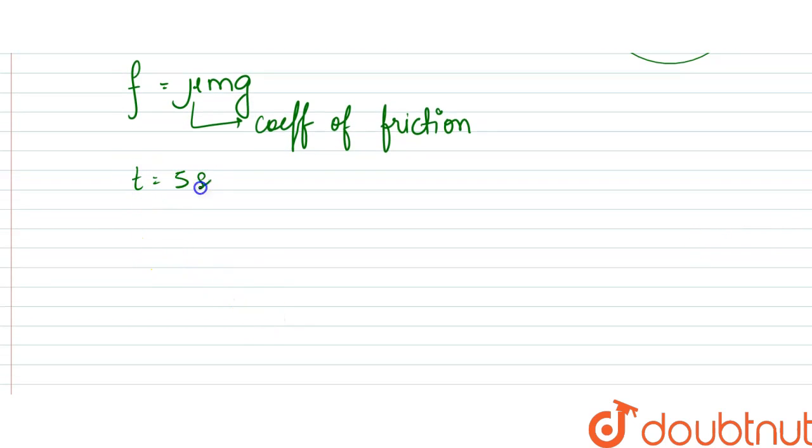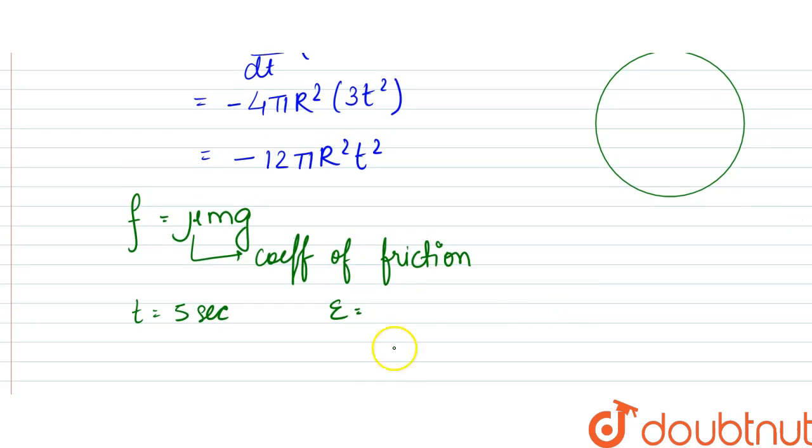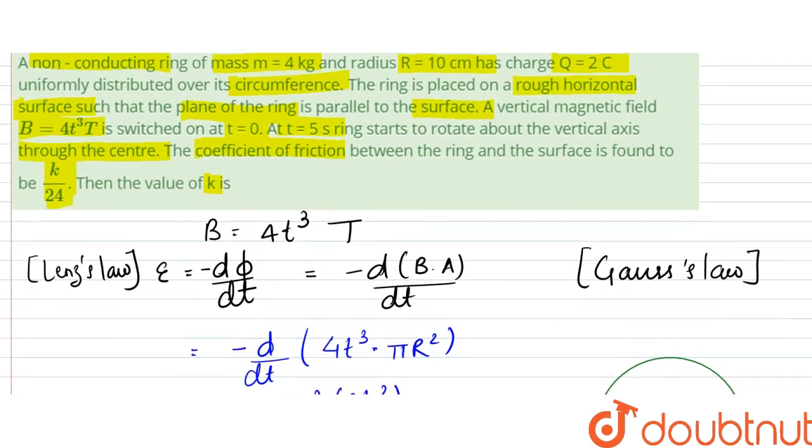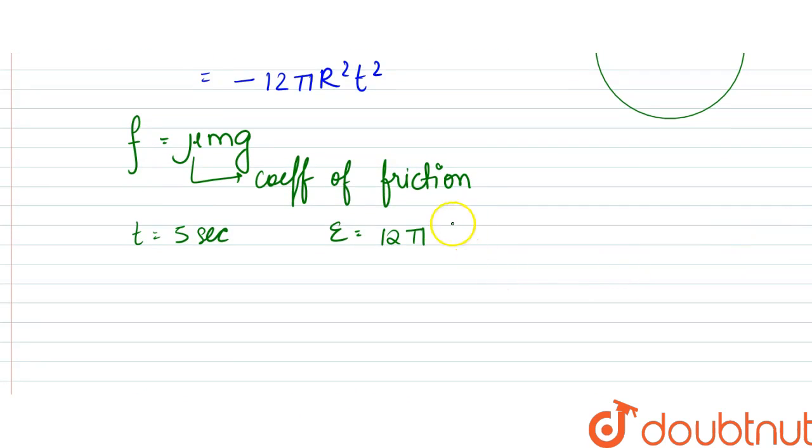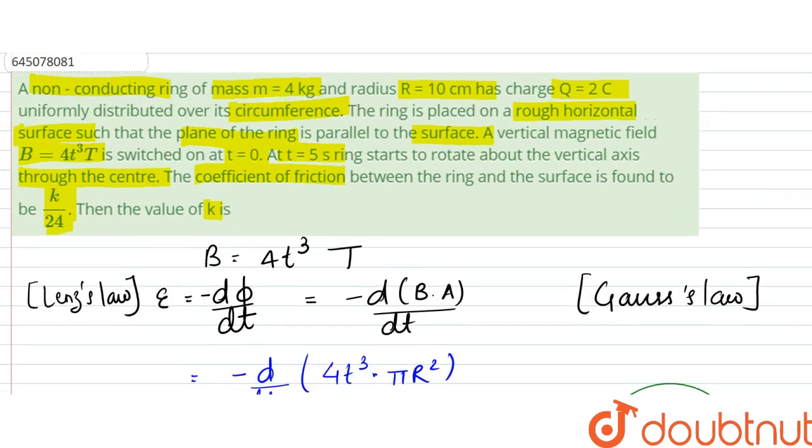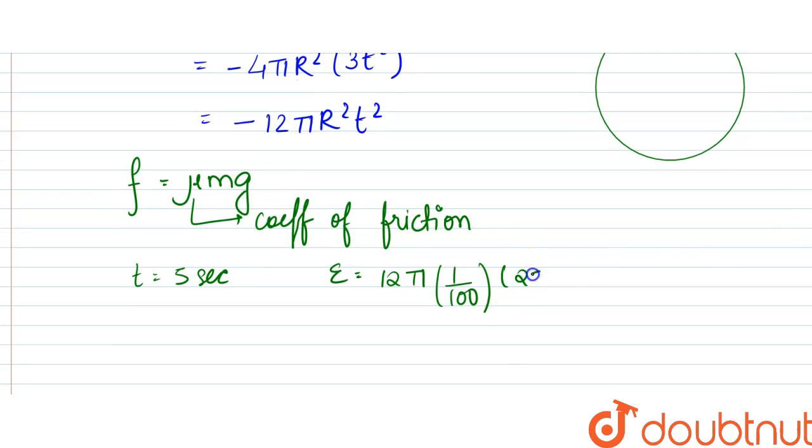At t equals 5 seconds, we have our EMF equal to 120 pi r square. Since the radius of the ring is given as 10 centimeter, which is 1 by 10 here, right? Into t square. So t square would obviously be 25. So this 4s are and this 3. So it would turn out to be 3 pi, right? So the EMF would be 3 pi.